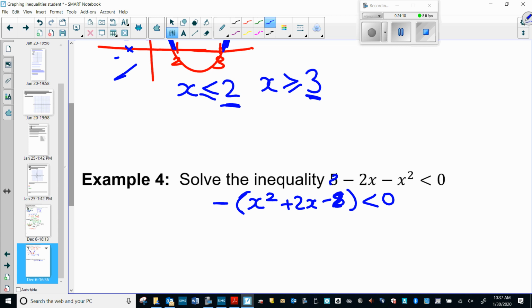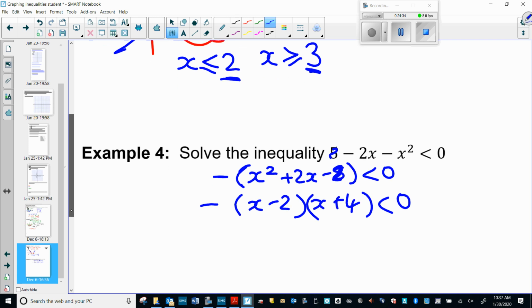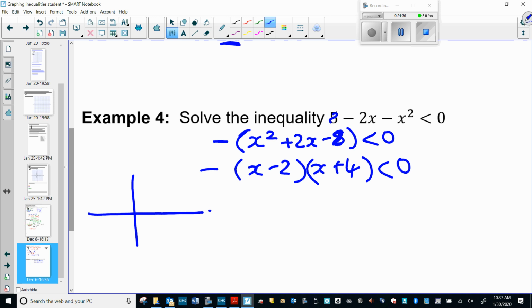Okay. Having changed it to this, which two numbers multiply to give -8 and add to give 2? -2 and +4, yeah. So when sketching my graph, I know I'm crossing at +2 and -4. So here's my -4, here's my +2. There's a negative sign in the front, and that's what I'm going to talk about now.